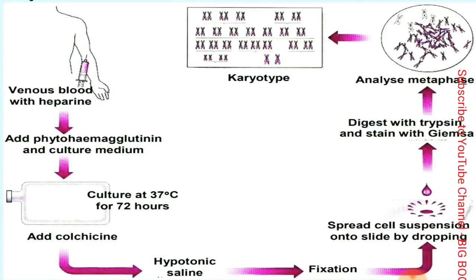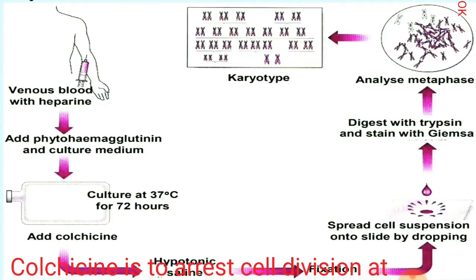Here the culture will be incubated with the culture medium and phytohemagglutinin for 72 hours at 37 degrees centigrade. During this time the culture is going to take part in many cell divisions, many generations of cell divisions, and after 72 hours, they are going to add colchicine.